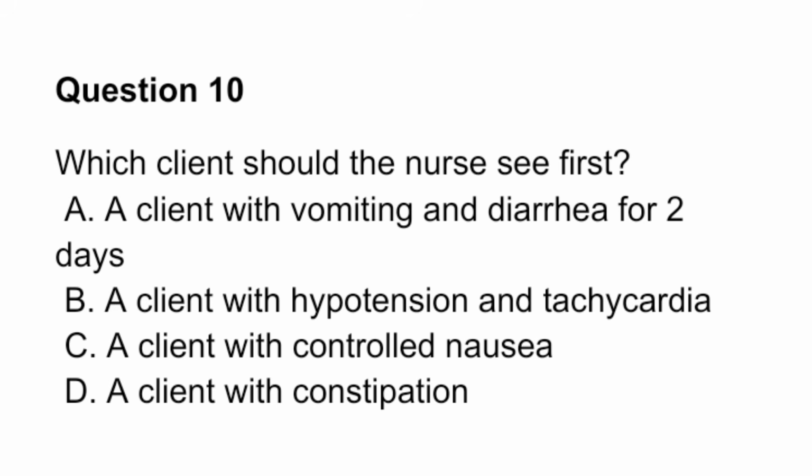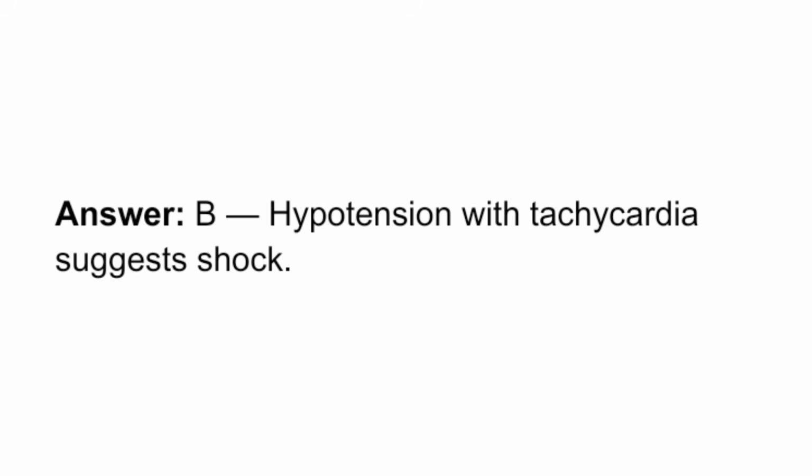Question 10. Which client should the nurse see first? A. A client with vomiting and diarrhea for 2 days. B. A client with hypotension and tachycardia. C. A client with controlled nausea. D. A client with constipation. Answer: B. Hypotension with tachycardia suggests shock.